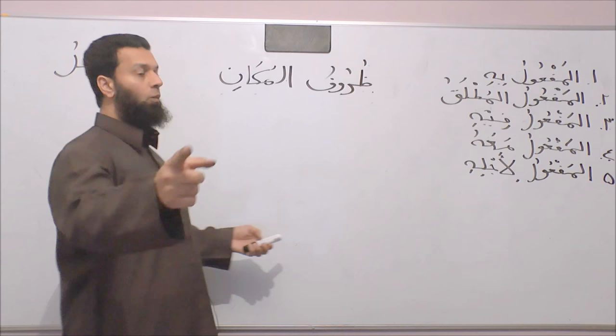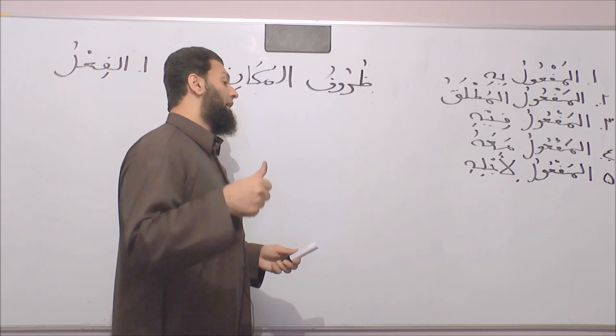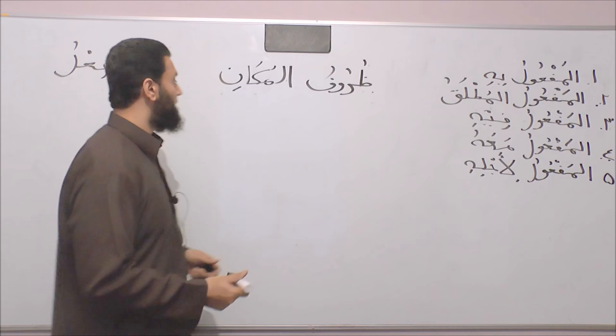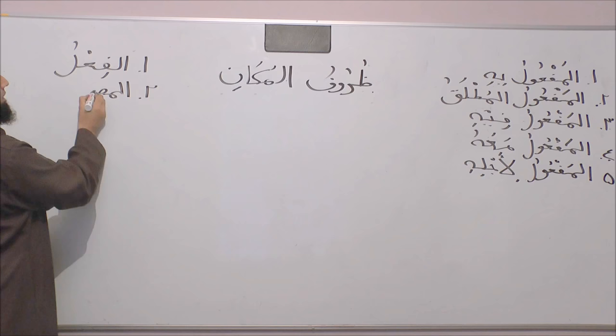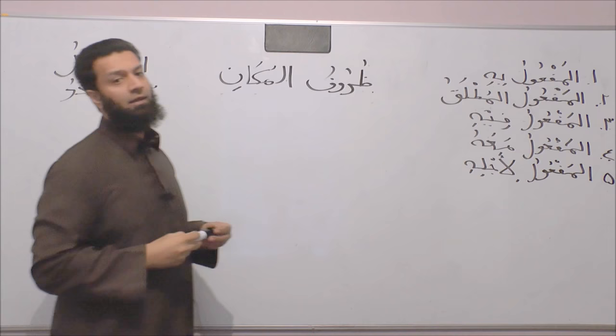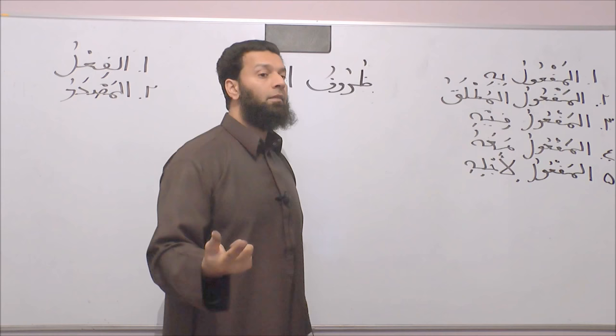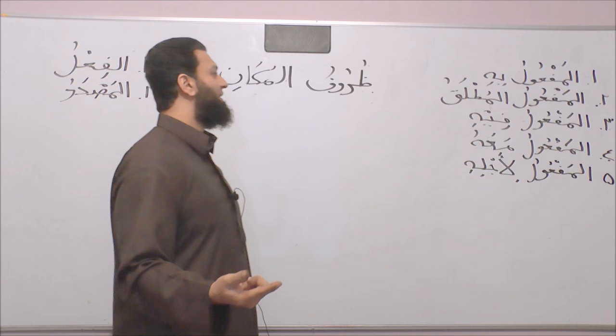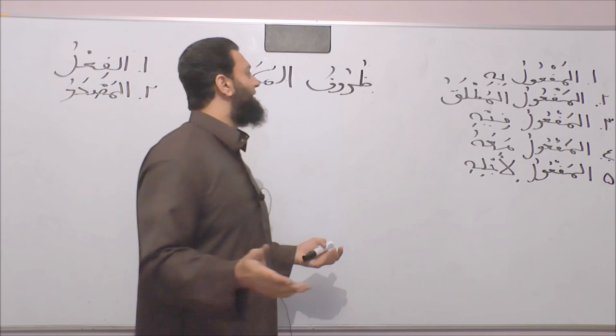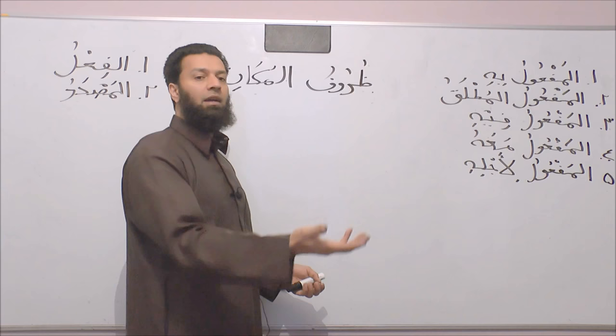What are the other ones that can have the same effect? The other one is al-masdar. Al-masdar can have that effect. Remember what al-masdar is? It's an ism that represents the action of a verb, a nominal verb, which doesn't really make much sense to anybody except those who have studied English grammar. What does it mean in practice? It's an ism that represents the action of the verb.